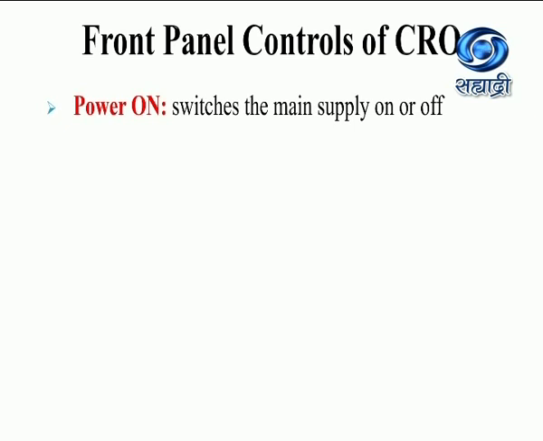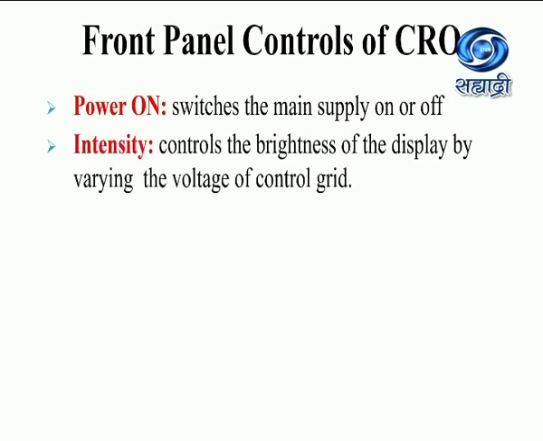The first control is the power on. This is a very basic control. It is used to switch the main supply on or off. So this is basically an on-off switch which is used to power on or power off. The next control is intensity.